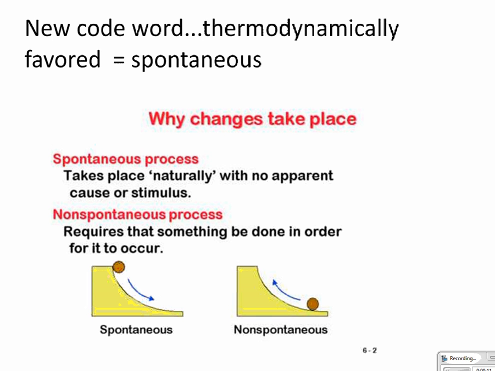First thing is the exam is using a new code word basically. They're starting to use thermodynamically favored instead of spontaneous. It means the same thing. So if you read thermodynamically favored, it means you think the same way that we thought of in class. It means spontaneous. Same idea. A spontaneous process is something that can happen without adding any energy, versus a non-spontaneous process, where in order to make it happen, you have to add some energy.